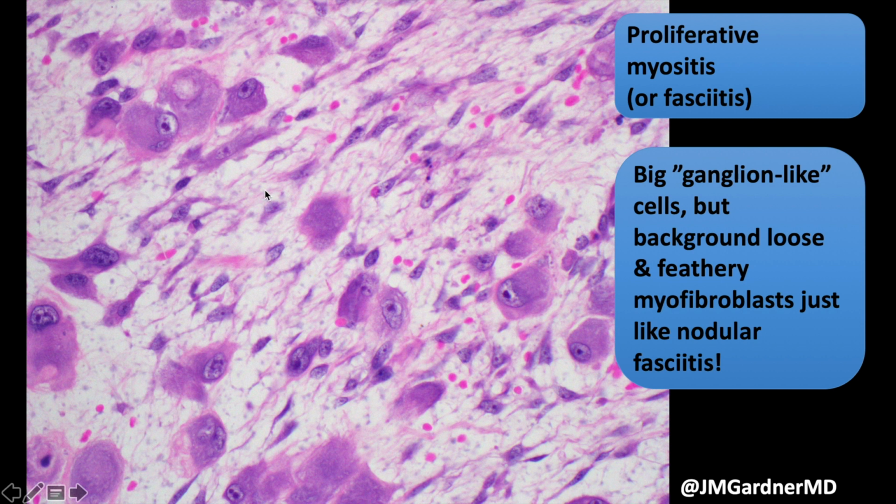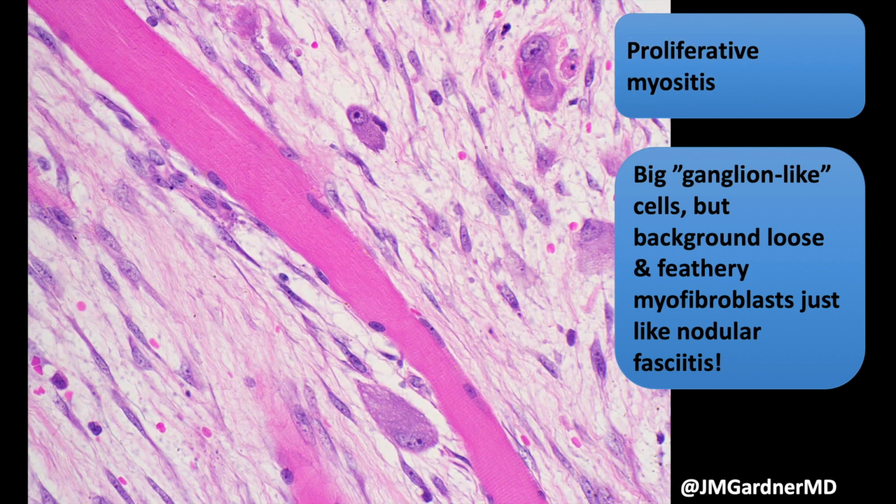And occasionally, especially in kids, you can get a very cellular variant of proliferative myositis where these cells are packed tightly together, and those can be quite challenging. I have certainly struggled with these cases in my own practice. Even after doing training in soft tissue pathology and seeing many examples, I still find ones from time to time that give me pause and anxiety before signing them out.